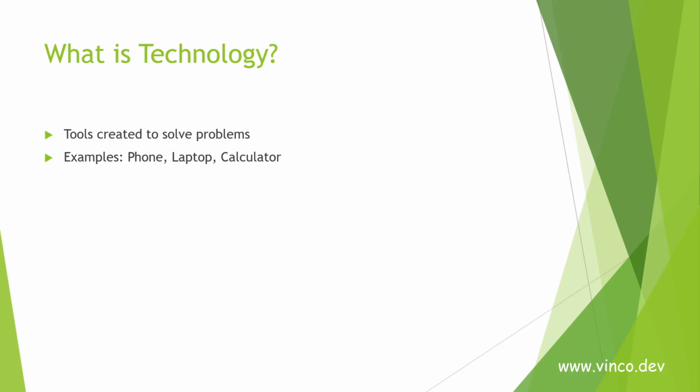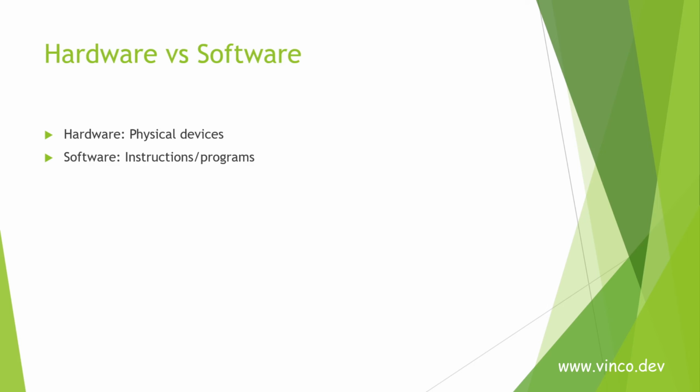For example, your smartphone is technology, your laptop is technology, even something as simple as a calculator is also a technology. But when it comes to web development, there are two types of technology you must understand. And what are these technologies? We have the hardware and software.